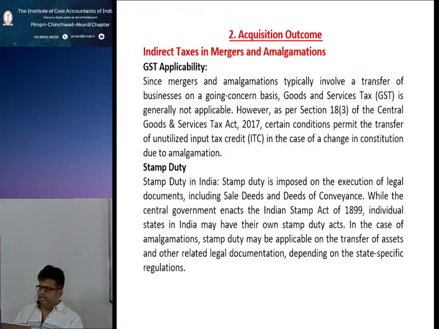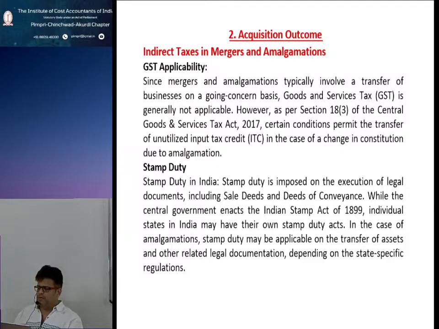Then indirect taxes in mergers and amalgamations. So GST applicability: since mergers and amalgamations typically involve a transfer of business on a going concern basis, GST is generally not applicable. However, as per Section 18(3) of the CGST Act 2017, certain conditions permit the transfer of unutilized input tax credit in the case of change in constitution due to amalgamation.